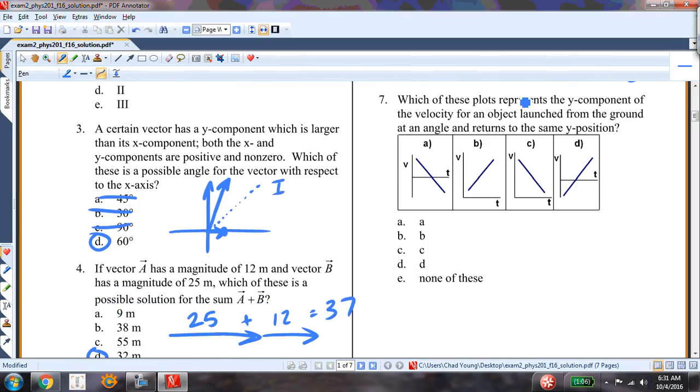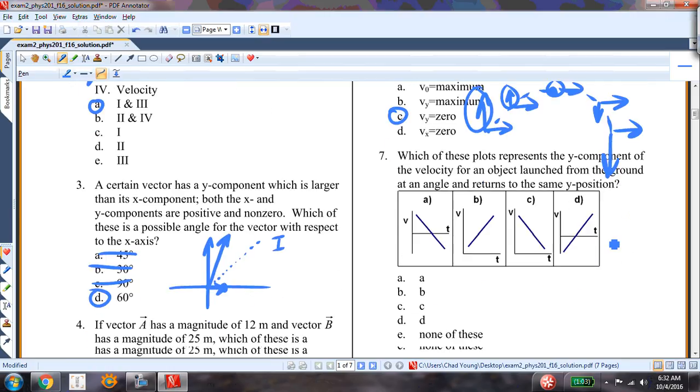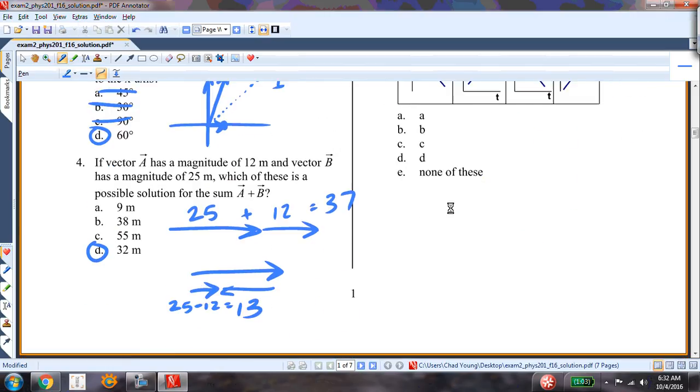Which of these represents the y component of the velocity? Well, let's go back here. It starts out initially big, then gets smaller, and then goes to 0, and then it gets bigger in the negative direction. So it starts out big and positive, and goes out big and negative. That's going to be A.